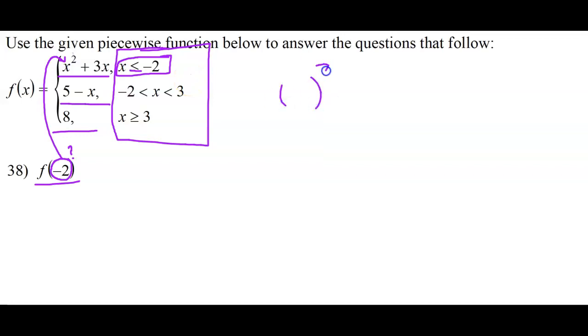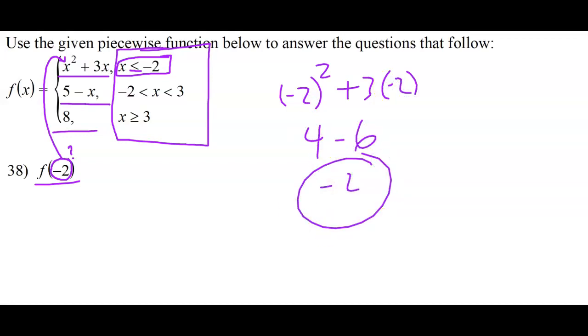So the top piece is x squared plus 3x, and the x value I'm plugging in is -2. So that would be 4 minus 6, which is -2 as my final answer there. So you have to look at the x value they give you, decide which piece it goes into based on these things on the right side.